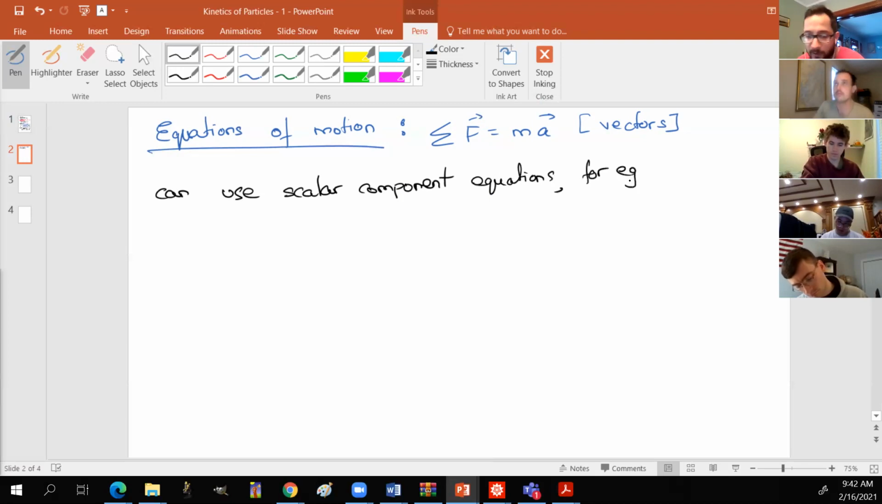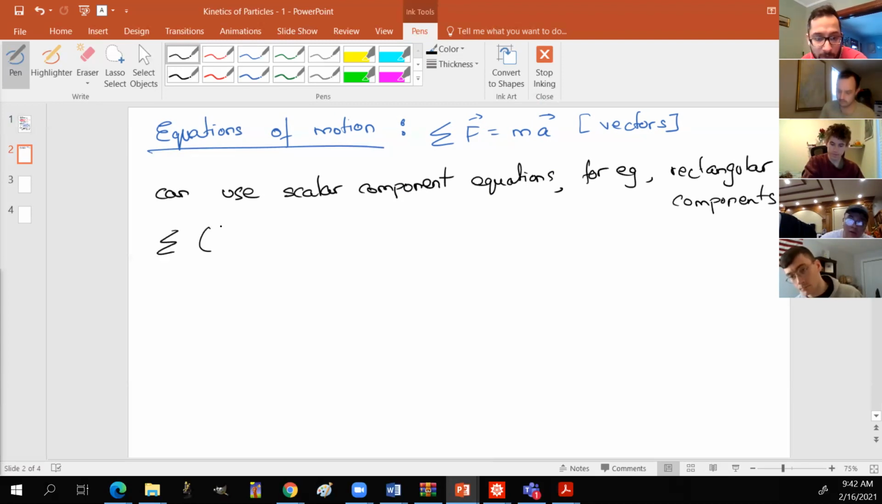For example, when we look at our favorite rectangular components, you can write everything in terms of i, j, k. So what does that mean? That means that you can have all of your forces summed in the i hat plus all of your forces summed in the j hat plus all of your forces summed in the k hat direction, and this summation sign distributes throughout inside the bracket.